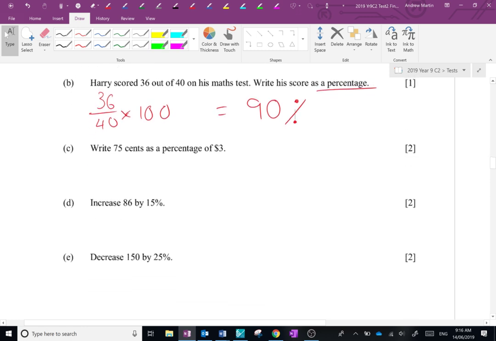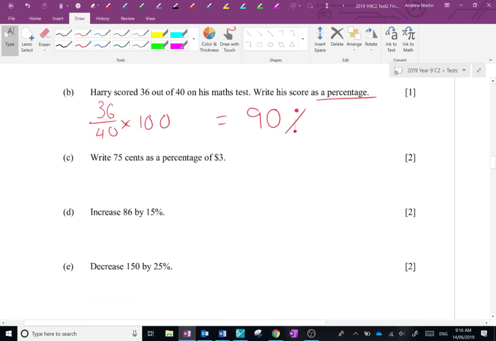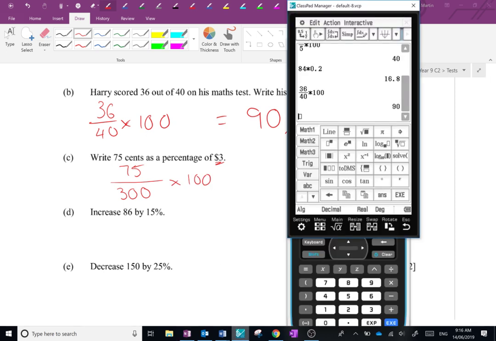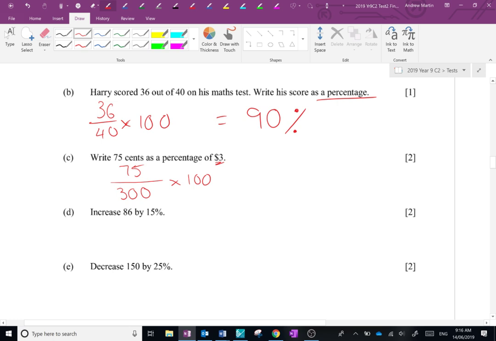Write 75 cents as a percentage of $3. So we've got to be careful with this one. We've got to make sure they're in the same units. So 75 cents, $3, how many cents in $3? It would be 300. Okay, and as a percentage, we need to multiply that by 100. So 75, this is another way you can do it, you can actually divide and then multiply. And that's 25%.